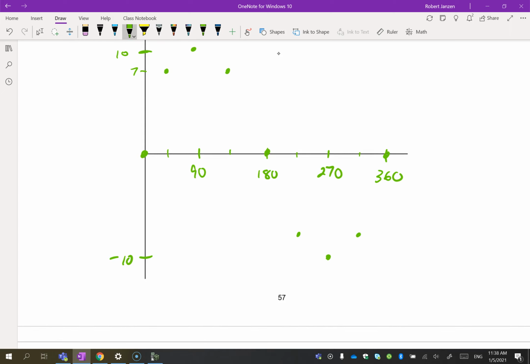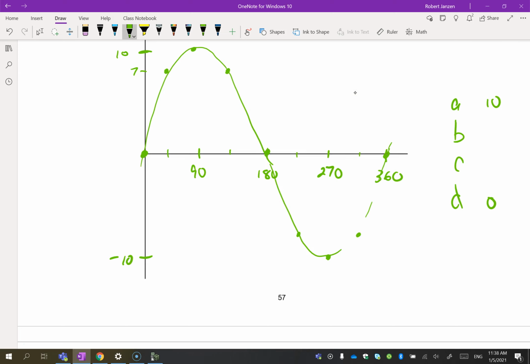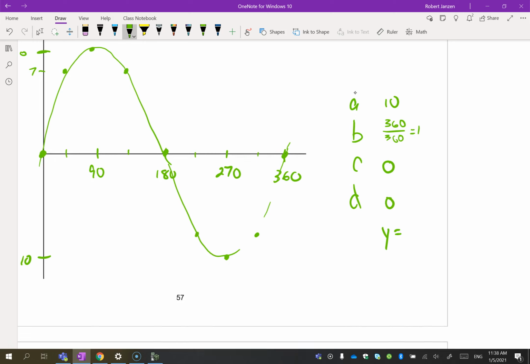Now if you wanted to, here you could sketch this. And interestingly, you could probably figure out A, B, C, D. What is A? A is 10. What is D? It's 0. What is C? It's 0. And B, if you go 360 divided by 360, you get 1. So you could write an equation, y equals 10 sine x.